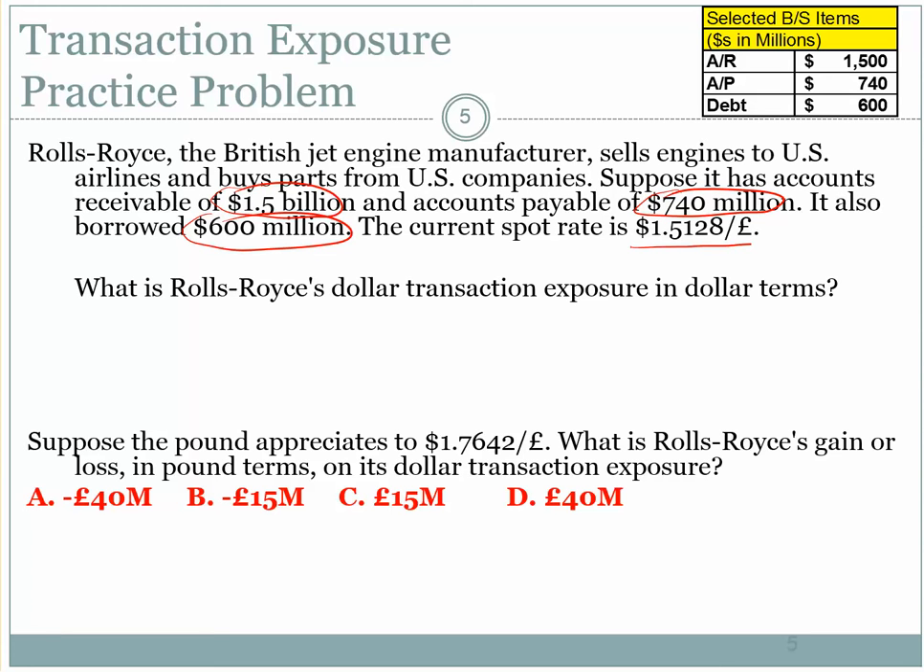So the first thing we can say, and let's assume that all these accounts are going to come due in the next few months. So we can calculate what is Rolls-Royce's dollar transaction exposure, again in dollar terms. Well, let's just take the accounts, the assets and liabilities, and so the actual cash flows for the company in, say, the next few months. And again, this would be specified that these accounts were coming due in the next few months. So their dollar exposure would be their net cash flow they expect to receive or pay. So I'll put everything in millions.